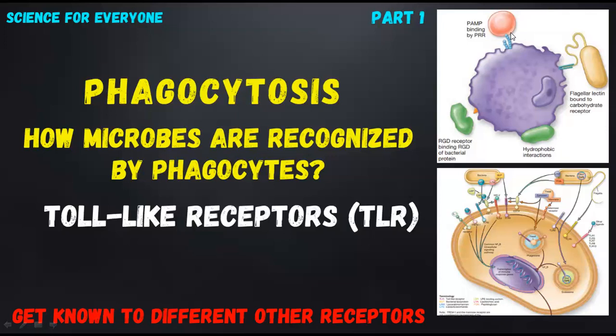In the first part, I will discuss what the different receptors present on the immune cells are and how they interact with the microorganisms. In the second part, I will discuss the intracellular digestion, when the microorganisms are engulfed by the immune cells, and after they are destroyed, how they are released into the environment. So watch both videos so that you are much clearer about the phagocytosis process. Let's start with this video.